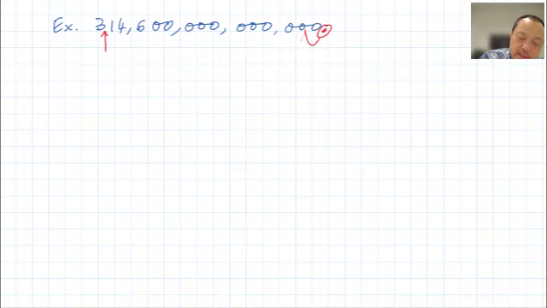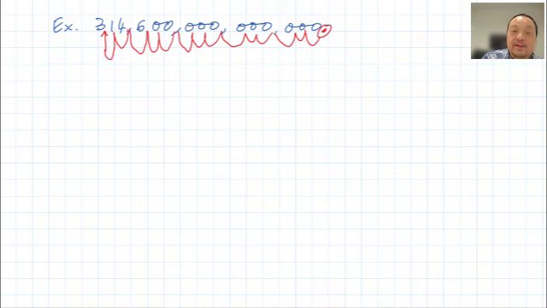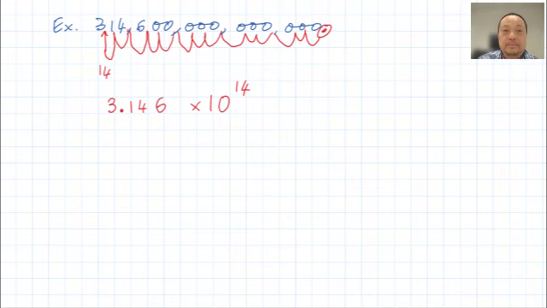Okay. To get there, I go 1, 2, 3, 6, 9, 12, 13, 14. I moved by 14 places. So the answer is times 10 to the 14. And then the decimal that I have, the digits, the coefficient is 3.146. And that is my answer.